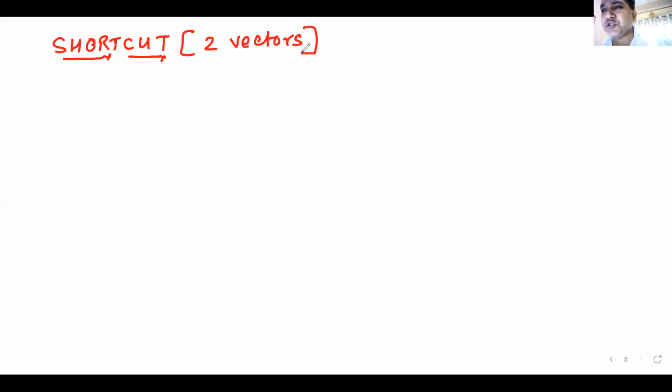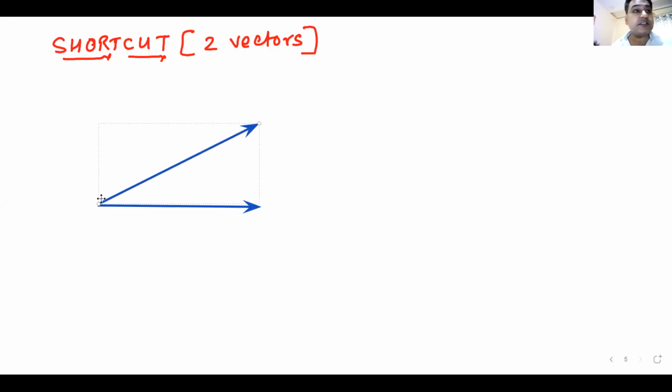So you can write a heading: shortcut. But this shortcut is only valid for two vectors. If you have more than two vectors, which I don't think you would have, you can use this shortcut to add two of those vectors at a time. Now, how do I use this shortcut? Anyone have any idea? Let us say I have two vectors. This is vector number 1. Again, I have not drawn it correctly. I don't know when I will draw it correctly. And then I have vector number 2.